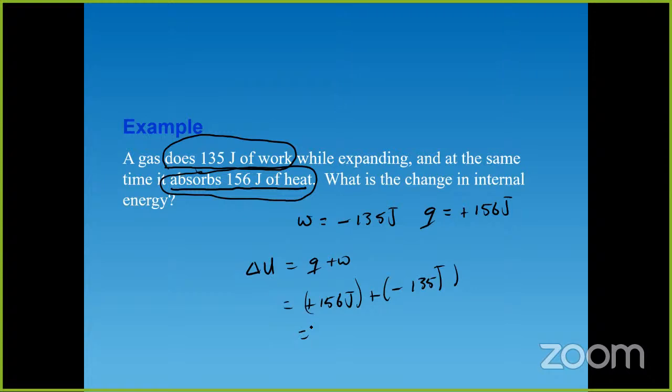So 156 minus 135. According to my calculation, this works out to be equal to 21 joules. So therefore, the change in internal energy will be positive overall for this gas. All right, so this underscores the importance of reading the question carefully so that you know what the sign would be for W and Q, and then you can just plug those numbers into that equation.